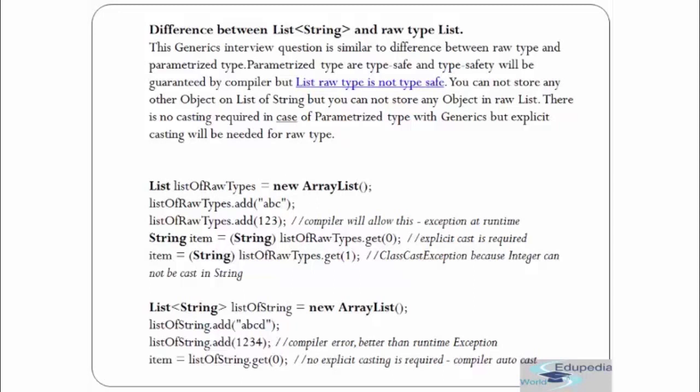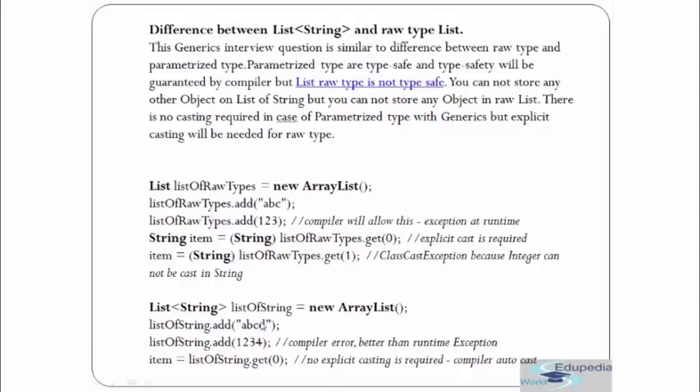Now let's see this line of code. It has a list of raw types equals new ArrayList, and then we have listOfRawTypes.add, and we are adding "ABC" and 123. The compiler will allow it, although it will throw an exception at runtime, but at compile time there won't be a problem because we are using a raw type list. Then, in order to fetch that, we have to explicitly cast to a String. And if we do a wrong cast, like over here, it will give us a ClassCastException because Integer cannot be cast to a String like that.